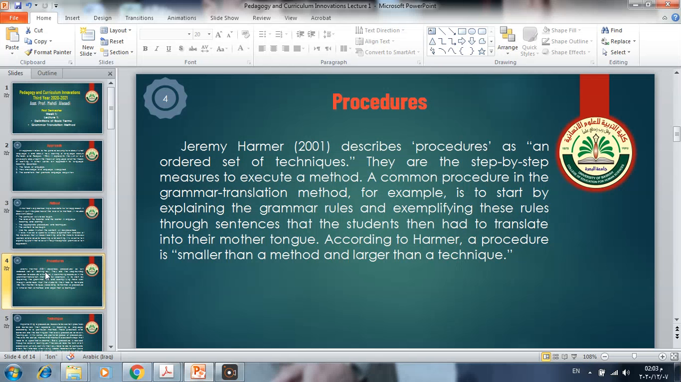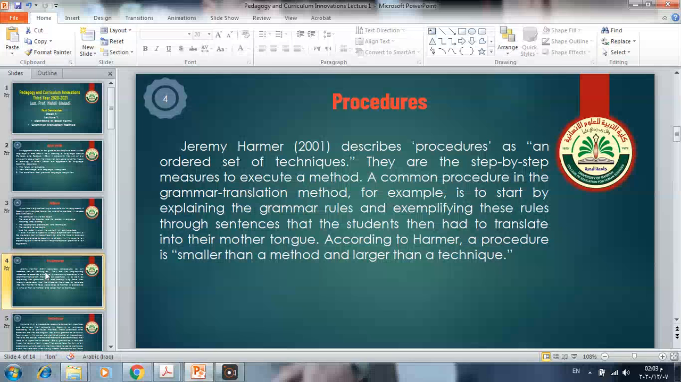A common procedure in the grammar translation method, the method that we are going to know something about today, for example, is to start by explaining the grammar rules and exemplifying these rules through sentences that the students then had to translate into their mother tongue. So this is the procedure.